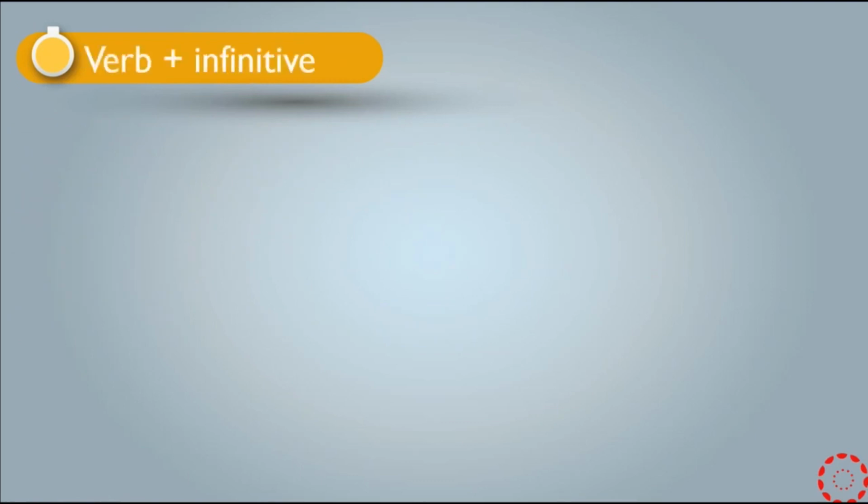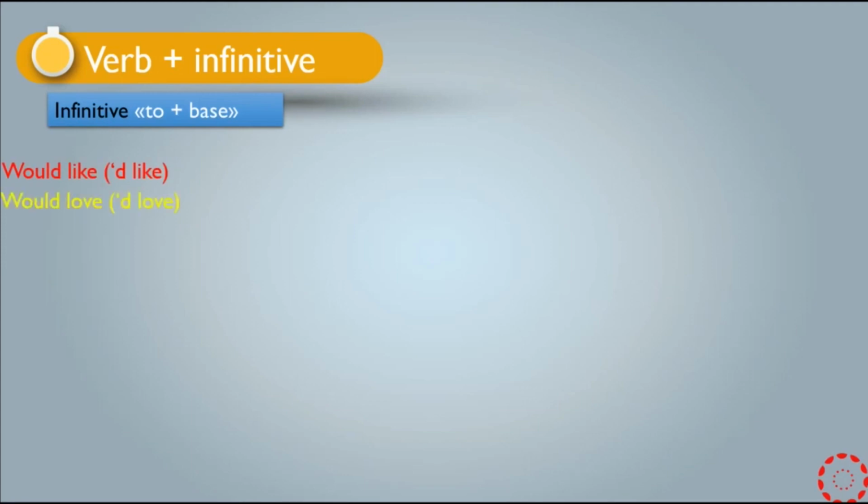We have another subject, which is verb plus infinitive. What is a verb and what is an infinitive? Infinitive means to plus base. It means after to, we have to have a verb which is base, without ed, es, s, ing, and past forms. What are the verbs? We have would like, would love, want, and need. They are the verbs that will come with the infinitive. What's the infinitive? To plus base.